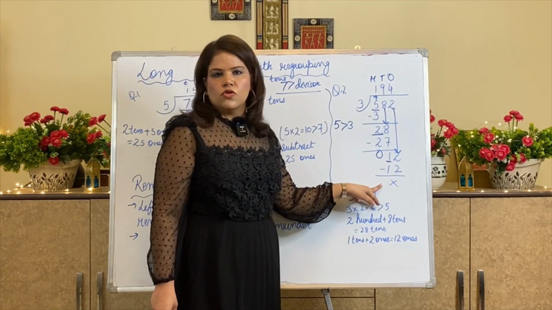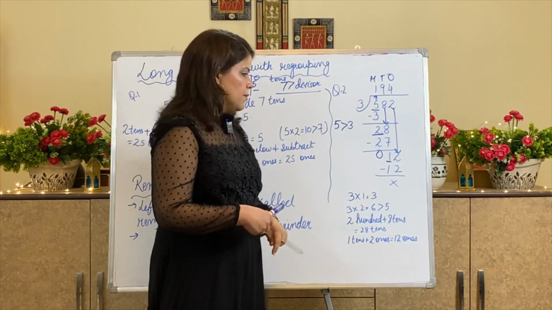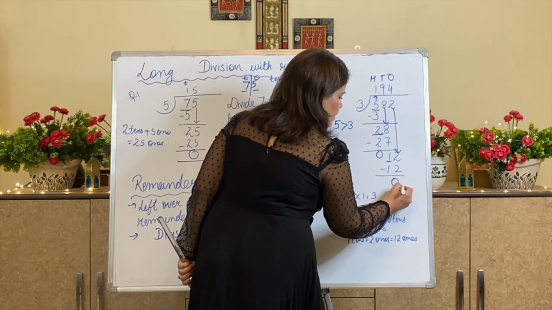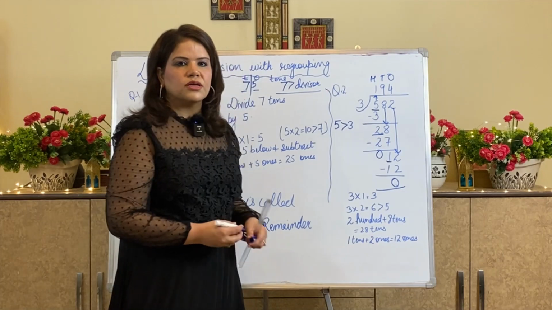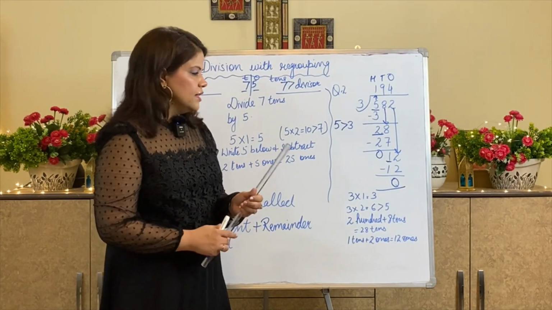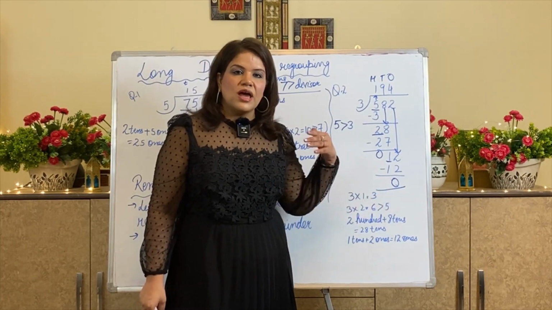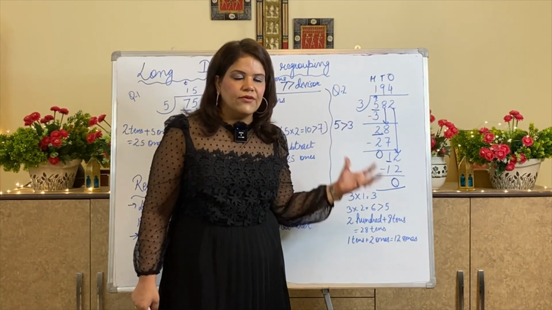In this case also we are not left with any number. We are getting a cross, which means you can put a cross or you can write 0. This 12 has been subtracted from 12. I am getting 0 as the leftover. These were the cases when I was not getting any leftover.